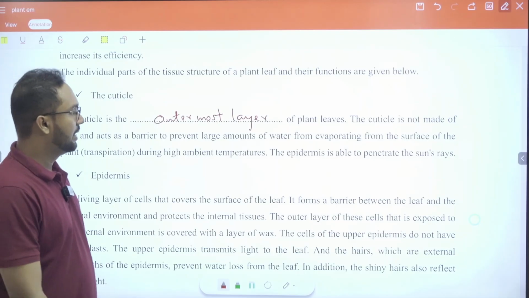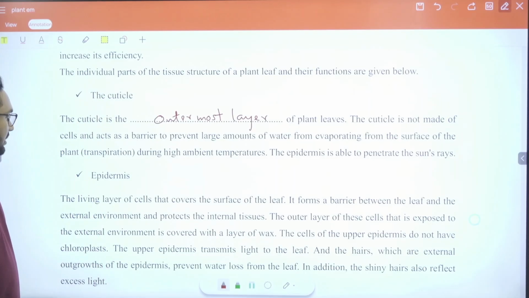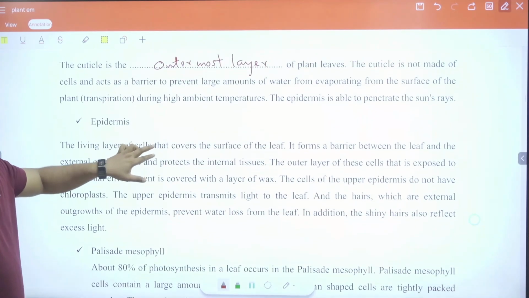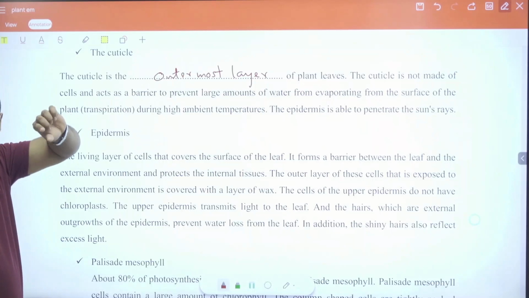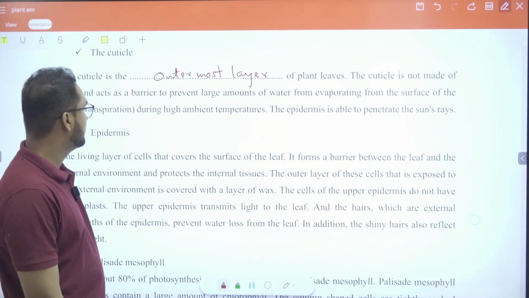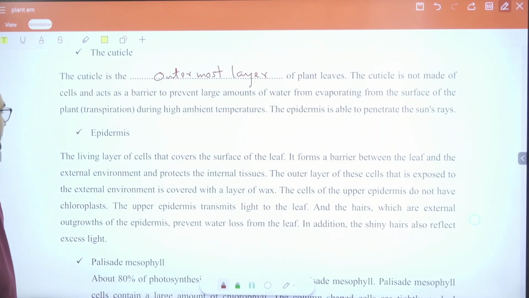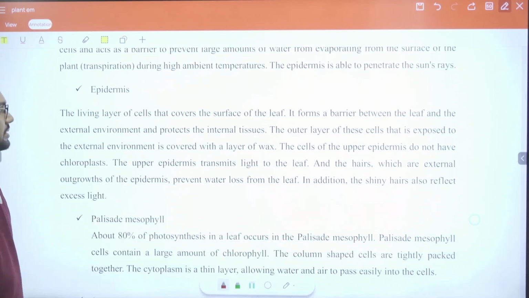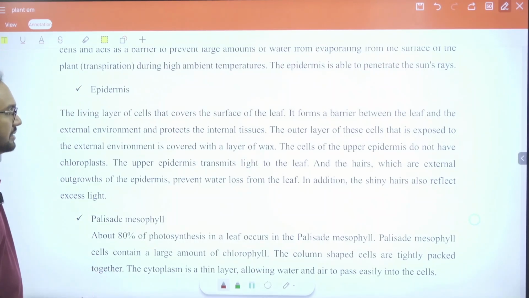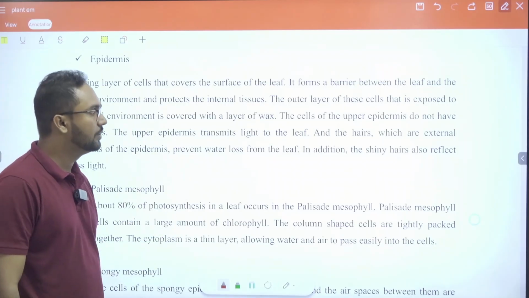During high ambient temperatures, the epidermis is able to transmit the sun rays, right? The epidermis can do so because the epidermis is only one single layer of cells. The living layer of cells that covers the surface of the leaf forms a barrier between the leaf and the external environment and protects the internal tissues. The outer layer of these cells that are exposed to the external environment is covered with a layer of wax, that is the cuticle, right?